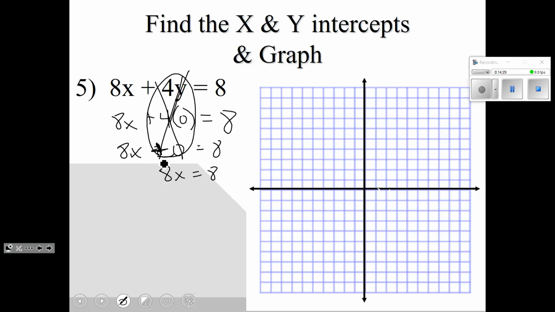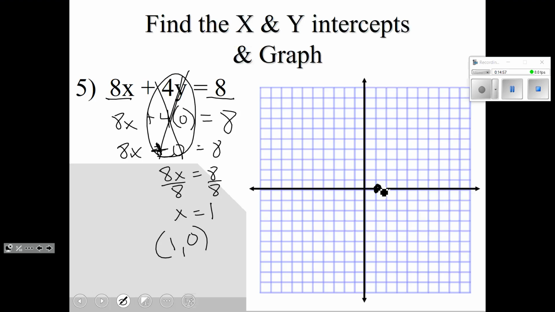Poof! It just goes away. Okay? And all you're left with is 8x equals 8. And so if I divide by 8 on both sides, what would x be? 1. And that point is, I got 1 for x when I plugged in what for y? And if I plotted that point, it's going to be right here on the x-axis. Does that make sense?